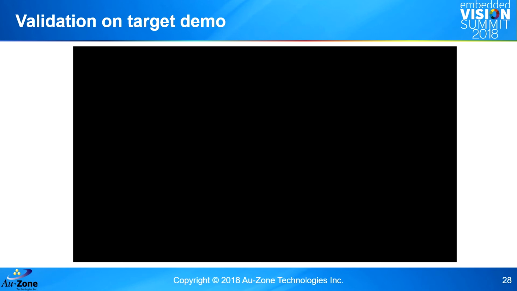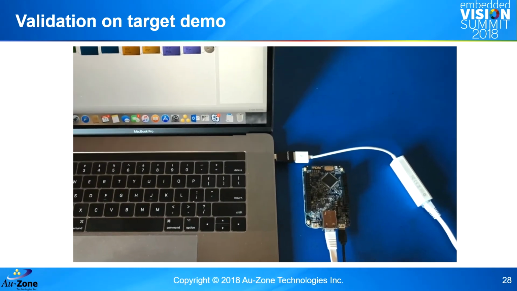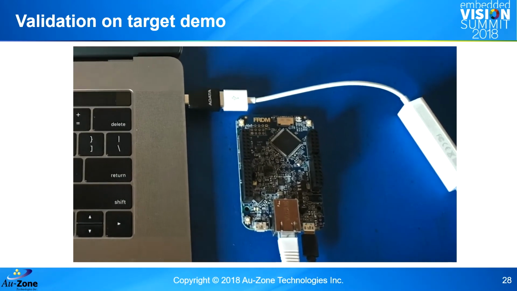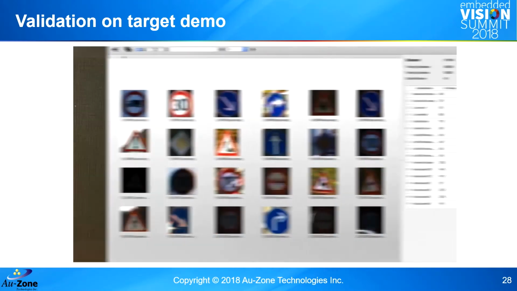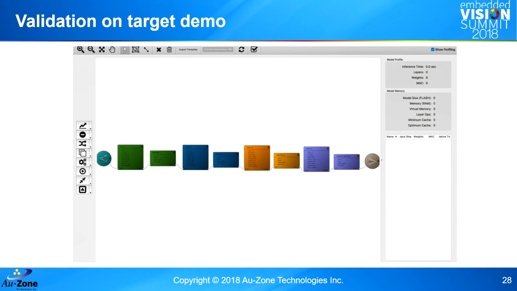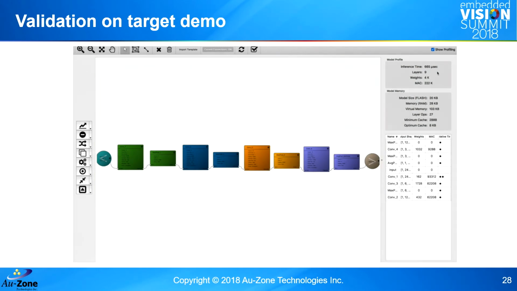So I've got a little demo here, if we can make this work. I've got my laptop connected to the Cortex-M4 development board over an Ethernet interface. Here's my data set in my tool, and there's my network configuration again in my Deep View tool, which I can validate.